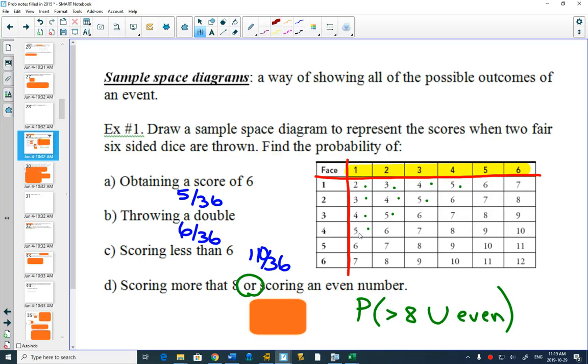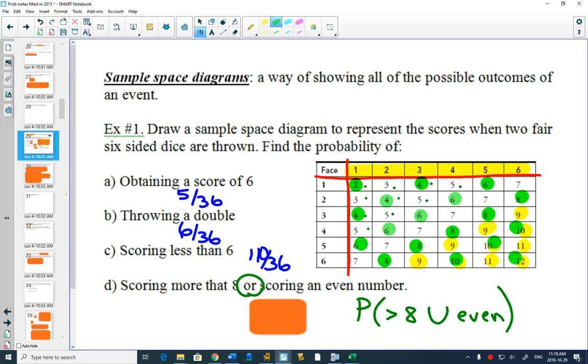How did I do the double one? 2 1s, 2 2s, 2 3s, 2 4s, 2 5s, 2 6s. So this would be the notation to write probability greater than 8 or even. And so what does that mean? Take out my highlighter here. Greater than 8 would be in yellow. Even, I'm going to do in green. And 12, thank you.